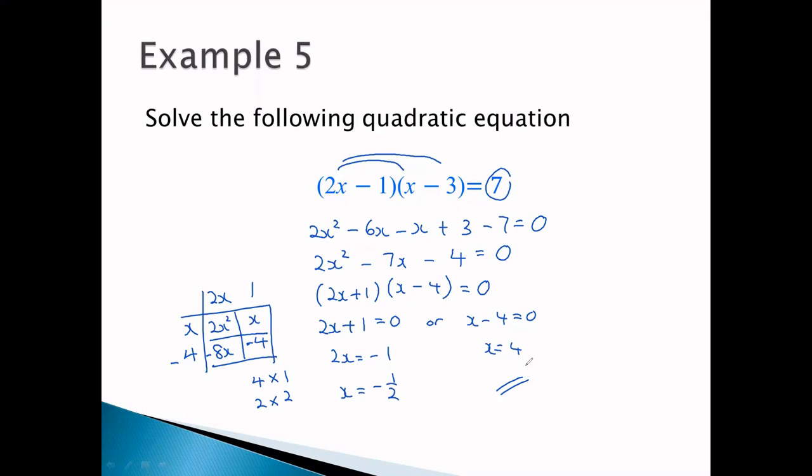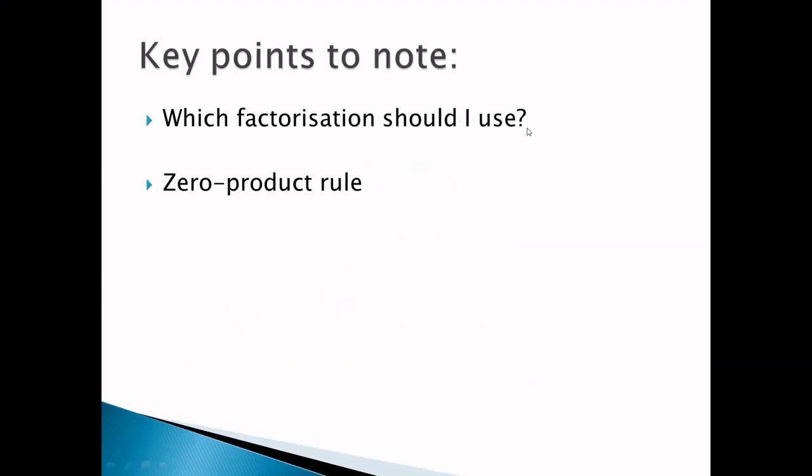Okay, so some key points to note is that when you're solving a quadratic equation, you must ask yourself, which factorization am I supposed to use? Is it common factor factorization? Is it quadratic factorization? Is it special algebraic identity, or is it grouping? Okay, and please understand that you have to make the right side of the equal sign 0 so that you can make use of the zero product rule.